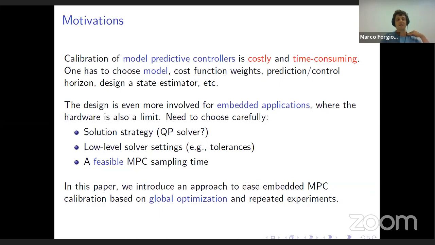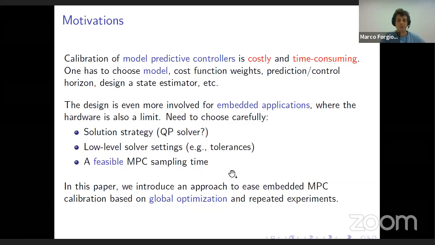We recognize that the effort is even more in the case of embedded applications, because in embedded we may have limited computational power, and then we need to choose carefully also some lower level details of our implementation. So if we have a linear quadratic MPC, we're probably using a quadratic programming solver to get the solution online. But then also the solver has some settings, like its tolerances for the solution, and those also have a role in the design of MPC. And more importantly, we have to choose a feasible sampling time, such that we are able to compute the solution within one sample time, so we can run it in real time.